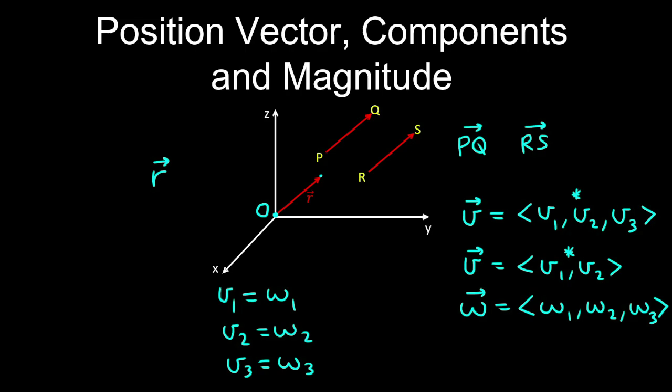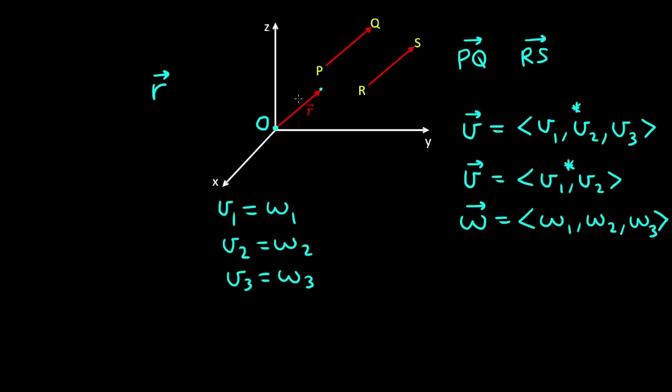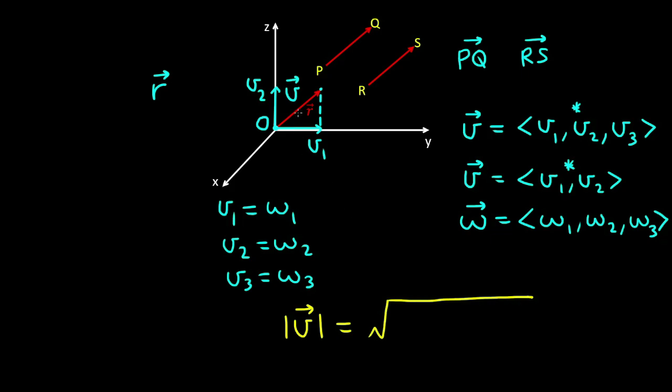Now the magnitude of a vector is the length of the equivalent directed line segment representation. If we suppose this position vector was v, then this vector has components in the horizontal and vertical direction, each having a length v1 and v2. So using Pythagoras' theorem, the length of vector v, or magnitude, is equal to the square root of the sum of the squares of its components. So we have v1 squared plus v2 squared.